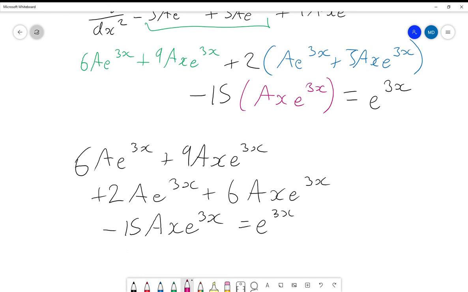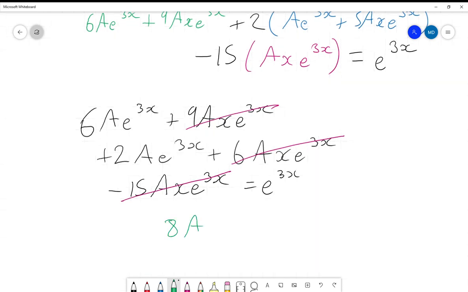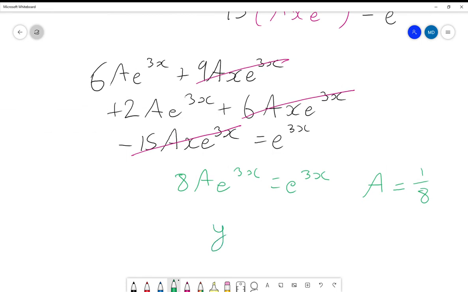Now if we notice, 9axe^(3x) plus 6axe^(3x) is 15axe^(3x). So in fact that and this all cancel out perfectly, and we are left with 8ae^(3x) is equal to e^(3x). And that gives us that a must be equal to 1/8 by comparing coefficients. And there we go. So we get our particular integral is going to be y equals 1/8 of xe^(3x).